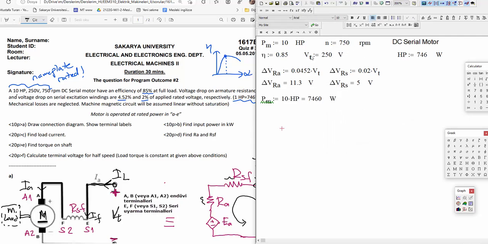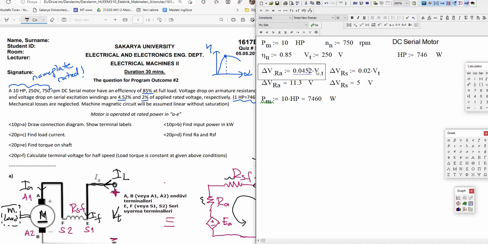Terminal voltage is given. Here it is defined. And rated speed is given. Let's say nominal or rated, both are correct. And full load efficiency is given. Let's say again rated value, nominal value. And some voltage drops.